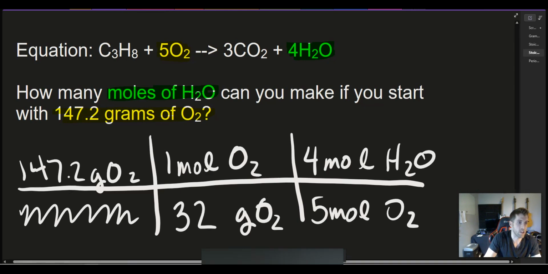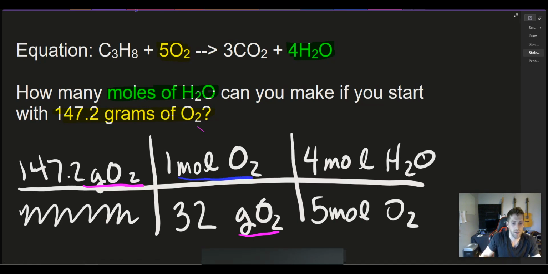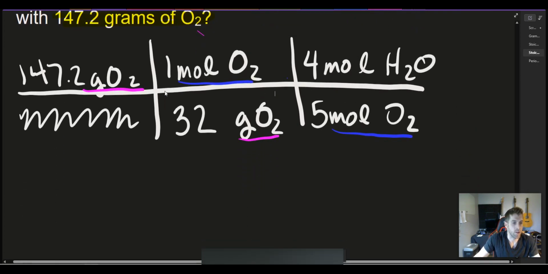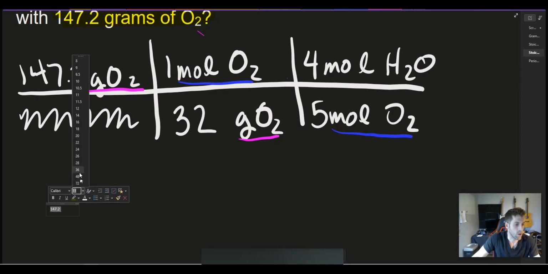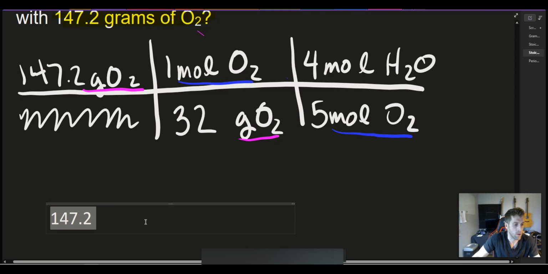Notice again, if we want to check our work, grams of O2, grams of O2. We also have moles of O2 here, moles of O2 here. That's good. Okay, we want to cancel out. The bottom right always cancels out the top left to find the very top right box. Now we can calculate. We'll move down here, start a box, start typing 147.2, make it bigger, 48, stretch it out.